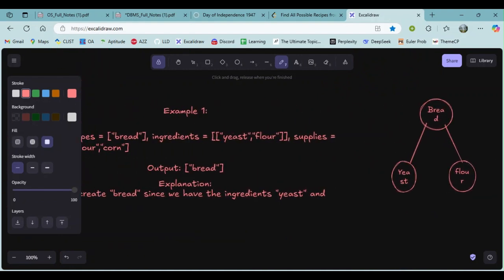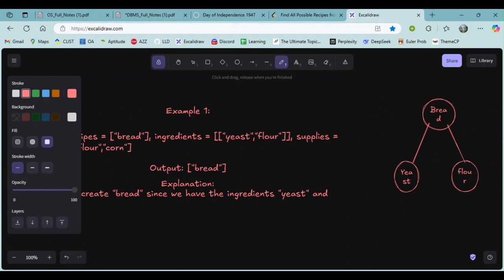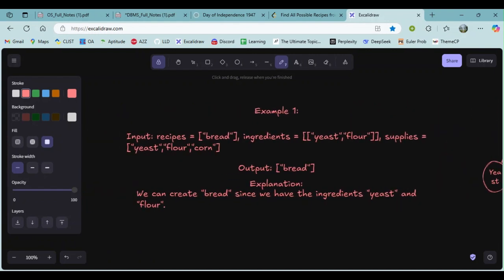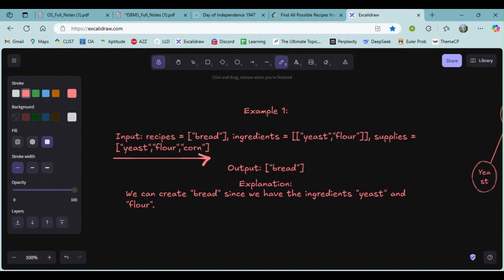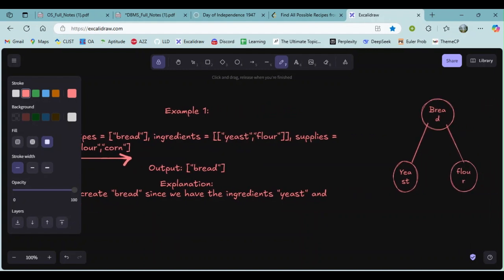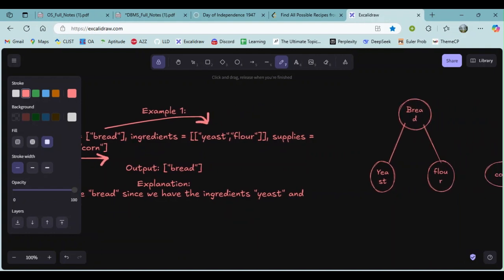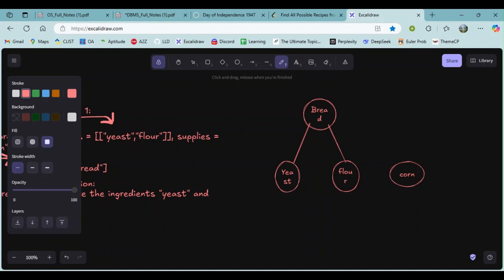Okay, let's see the first example. The first example is basically bread with yeast and flour as ingredients, and supplies having yeast, flour and corn. We'll first put all the supplies in my queue, so that we can reduce the in degree of the connected recipes. This is the graph that I will make using this. This will be an undirected graph.